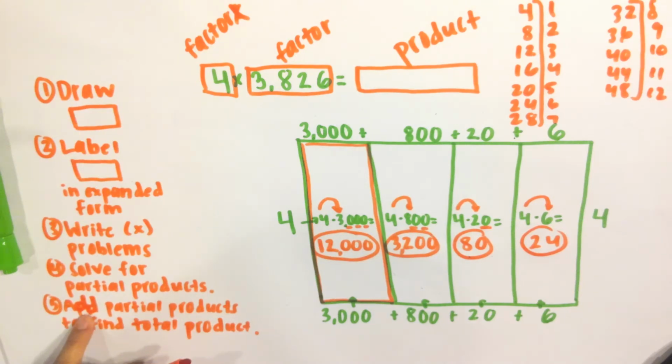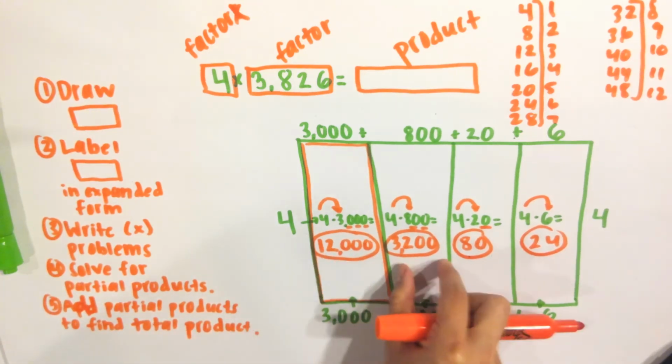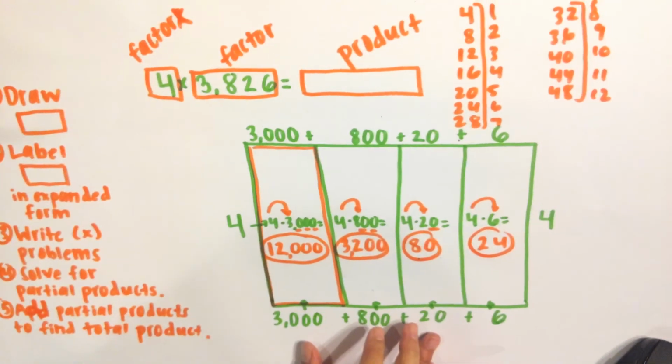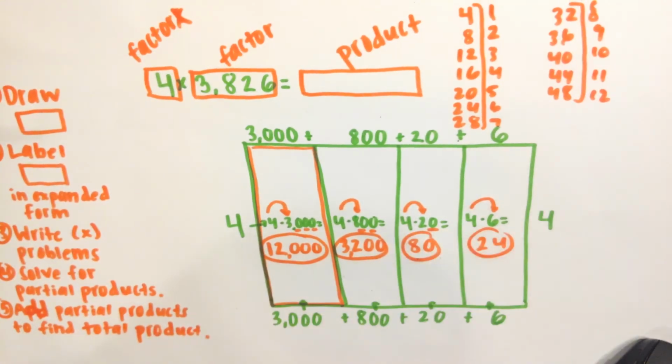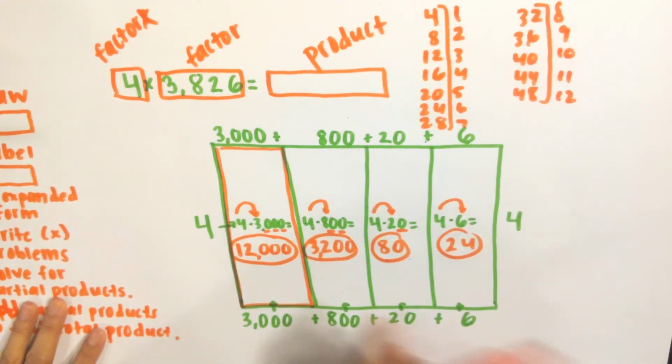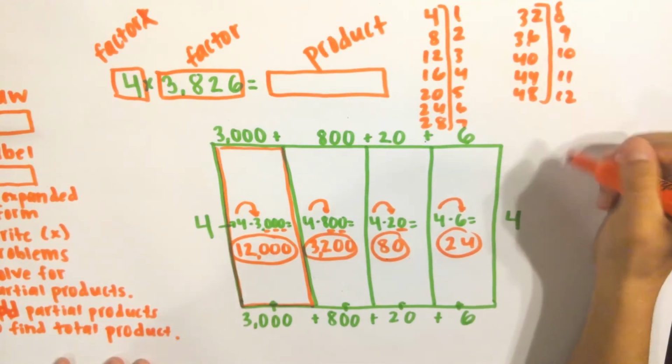This says add. Remember, I made a mistake here. That's why it's important to write in pencil. Add partial products to find your total product. So now I'm going to take all 4 of these partial products, add them, make sure that I line them up, and I'll have my final product. All right, so I have 12,000.